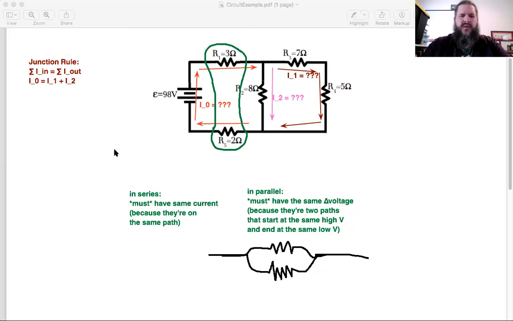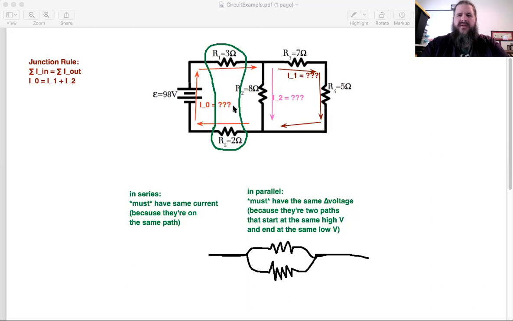Since they start at the same point and end at the same point, we would say these two resistors are parallel. But for these two resistors, R1 and R2, they don't really start at the same point and end at the same point. Instead, it makes more sense to say they're on the same path. And we already established they have to have the same current because there's no junctions in between them. If you got current passing through R5, that same current has to pass through R1.